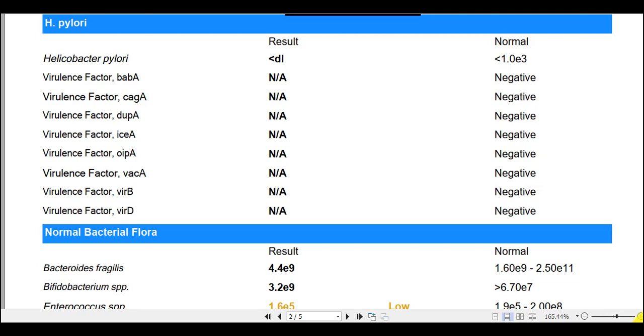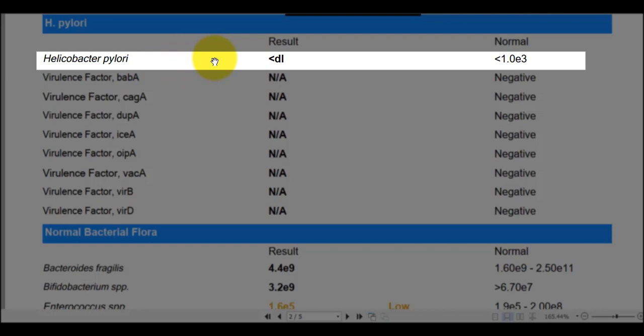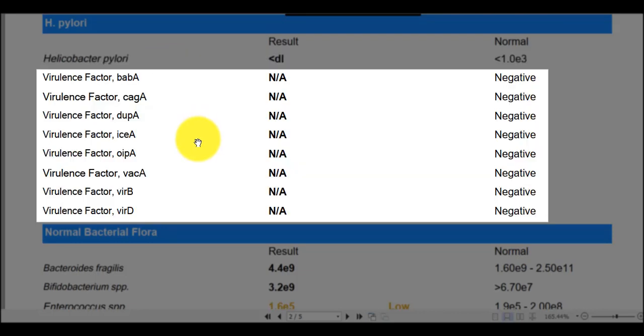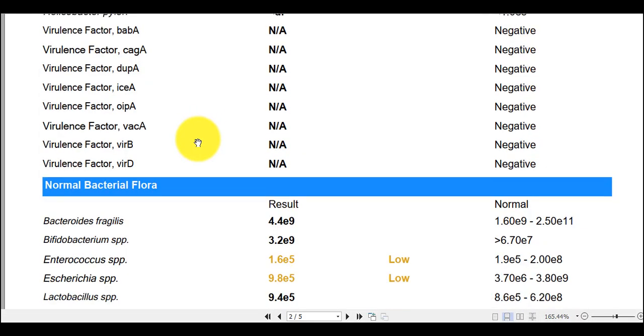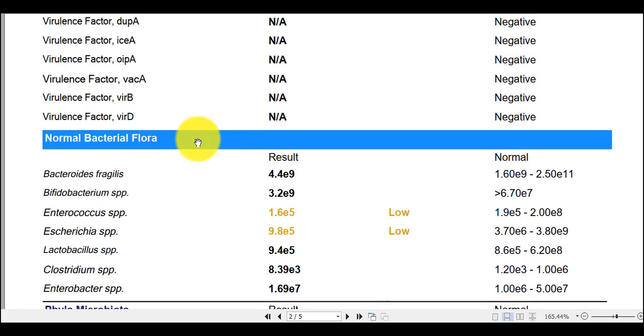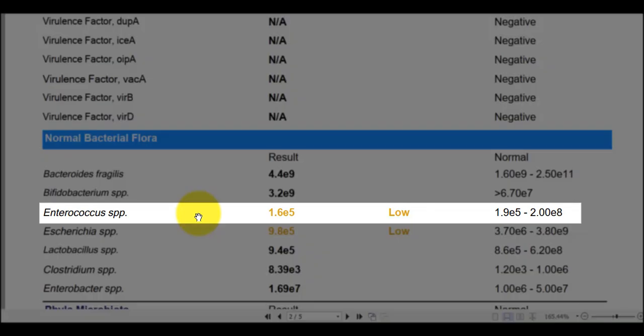On the second page of this report, you can see that H. pylori is below the detectable limits, and as a result, the virulence factors are all negative. But we do see some imbalances of the normal bacterial flora. So you can see that Enterococcus species is low. Enterococcus is a gram-positive bacteria, and low levels may indicate an insufficient amount of beneficial bacteria.